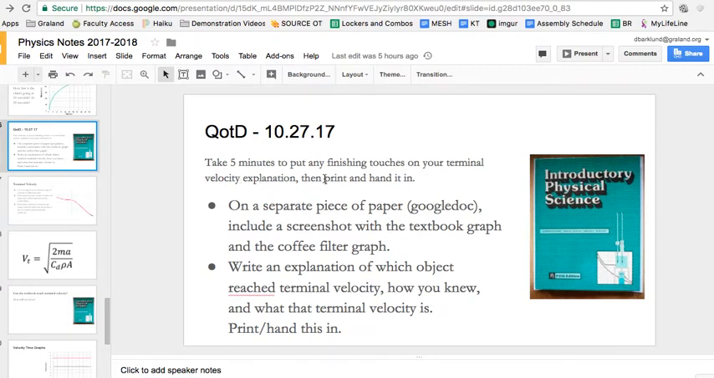Okay, so going up here, first thing we did today was we put some finishing touches on that terminal velocity explanation with your partner, and then your partners handed that in. So hopefully you were working on that with your partners, and if not, you want to make sure that you hand in a copy of that explanation with your terminal velocity graphs on Monday.